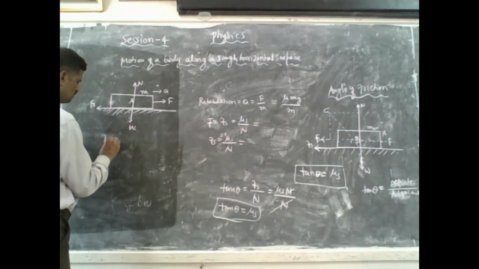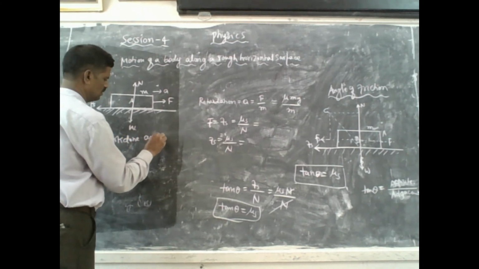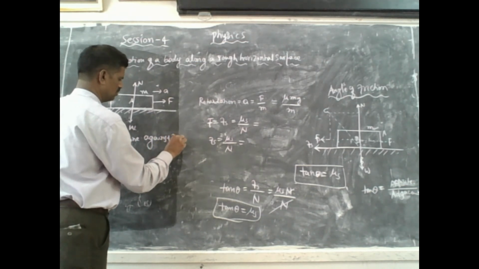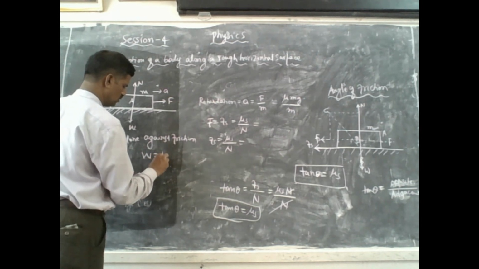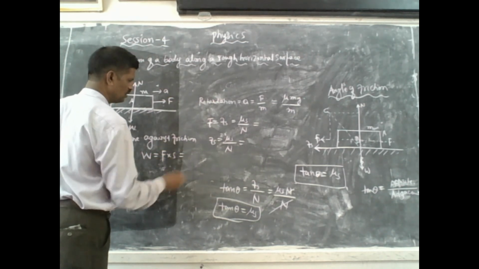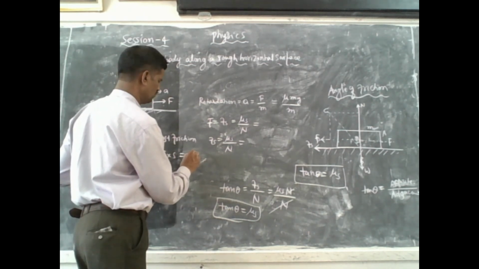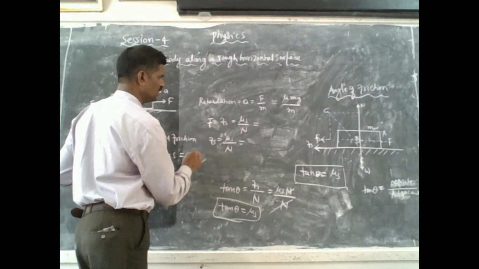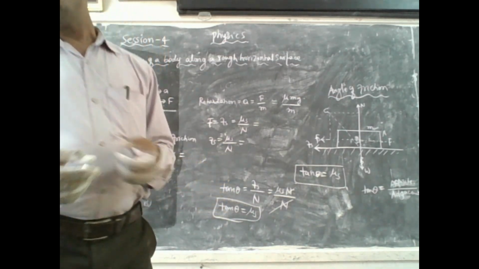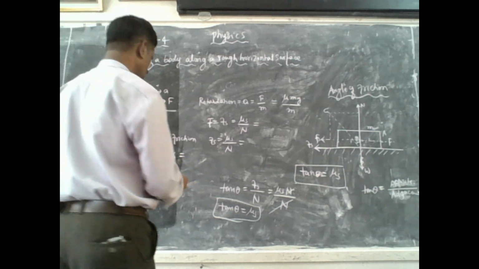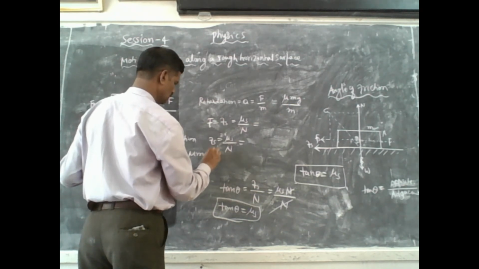The work done against the friction, W is equal to work. Work is equal to F into S, where F means the force, Fs. Fs is equal to mu mg, so W is equal to mu mg into S.